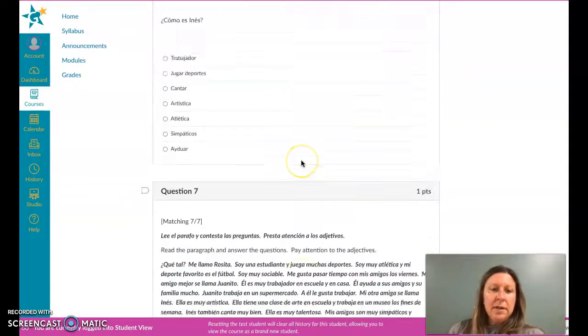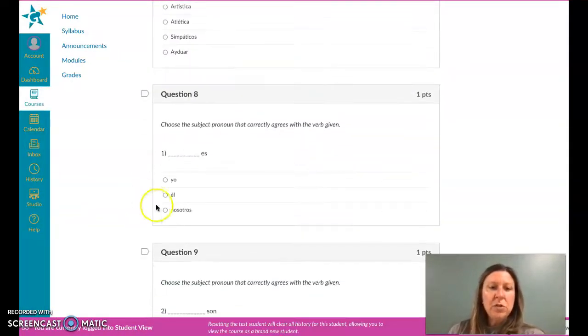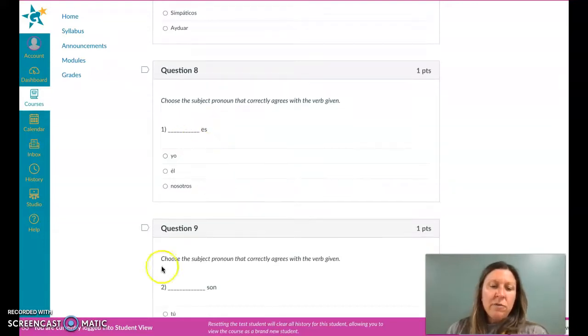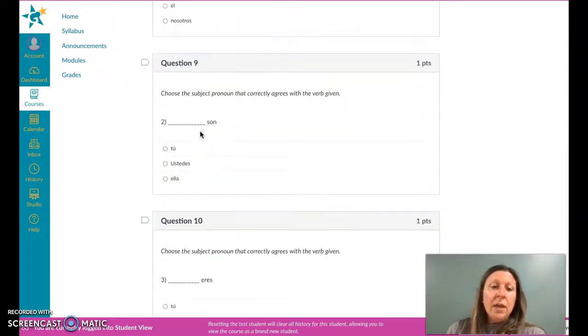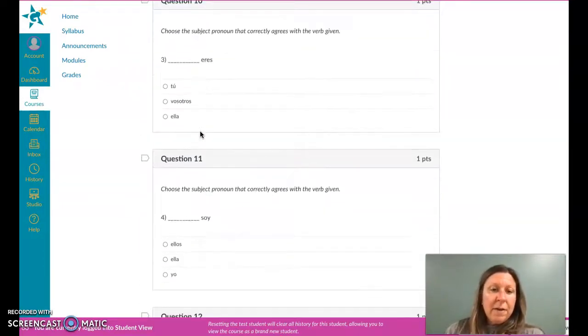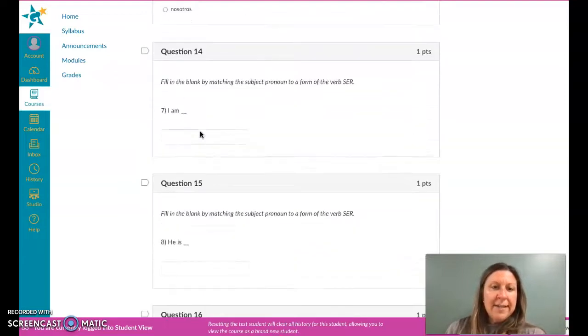The next set of questions requires you to choose the correct subject pronoun. So your subject pronouns are your things like yo, tú, él, ella, usted, nosotros, vosotros, and ellos, ellas, ustedes. So when you see the form of the verb ser or the form of the verb given like es or son, you need to select what would go with it. So for this example, if it would be yo, this would need to be soy. Then, there are a couple of questions that are like that.